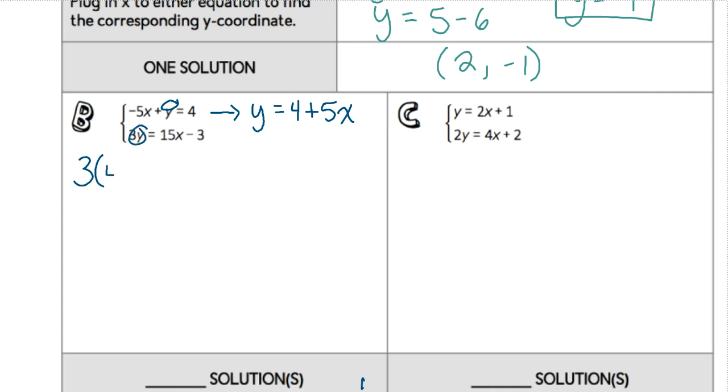So instead of y, I'm going to put 4 plus 5x equals 15x minus 3. The rest of the equation stays the same. Again, I double check. I am down to one variable here, so I can continue solving. I am going to distribute.